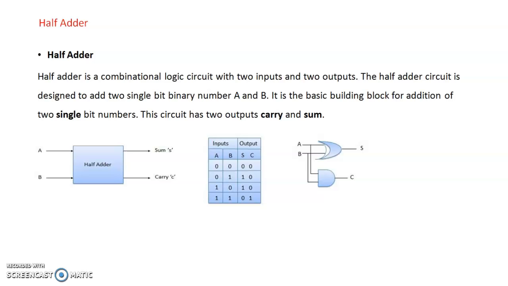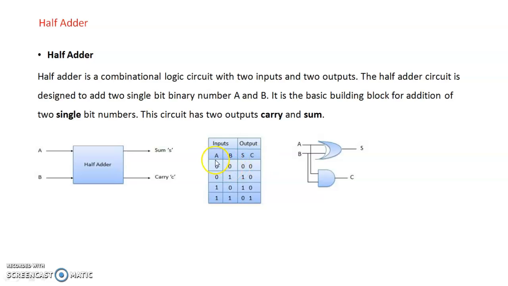Basically, what are the advantages of the half adder? The half adder is used to perform the addition of 2 single-bit numbers. And this circuit has 2 outputs, that is sum and carry. So what are the limitations of the half adder? In the half adder you cannot perform the addition of 3-bit numbers. That problem is overcome with the help of the full adder concept. Now, this is the symbol of the half adder. There are 2 inputs A and B, and sum and carry are the outputs.